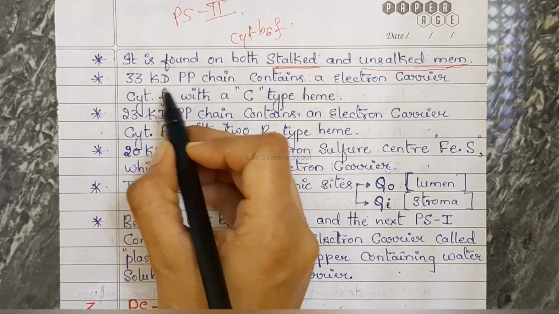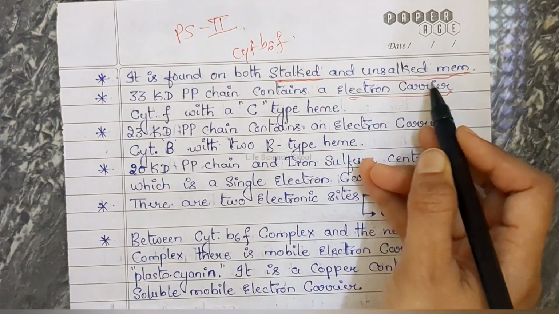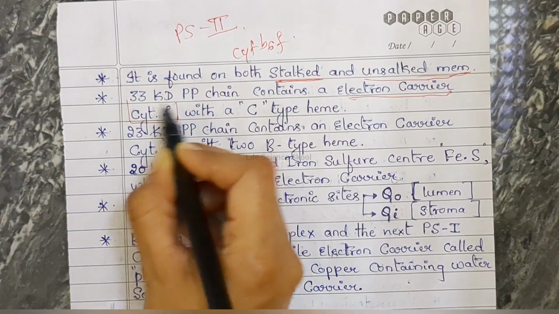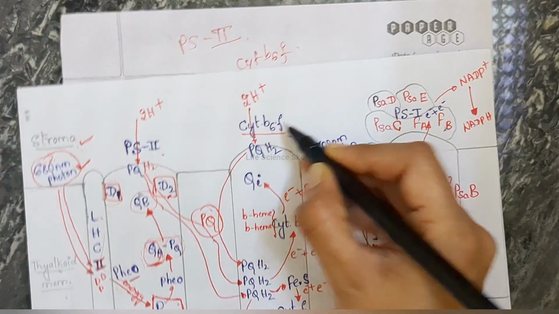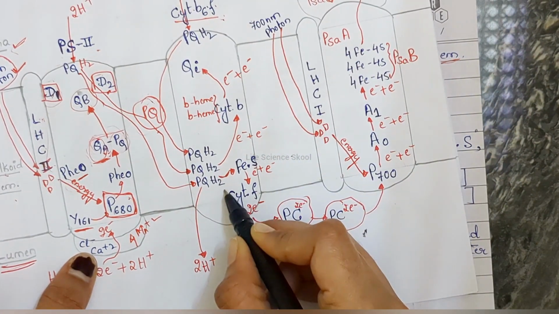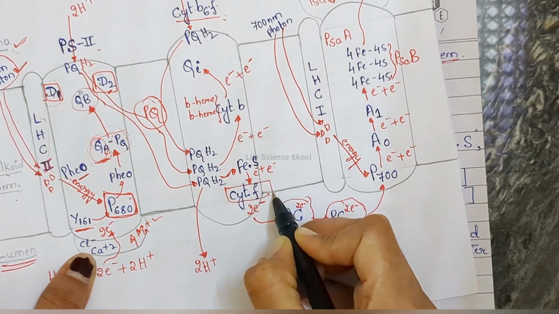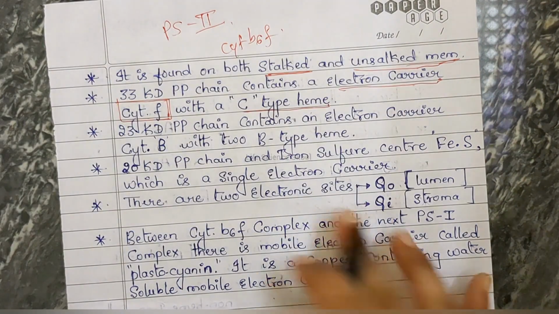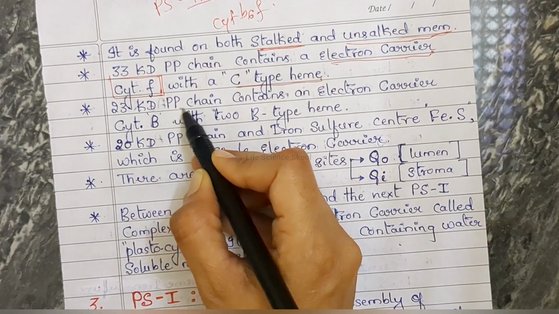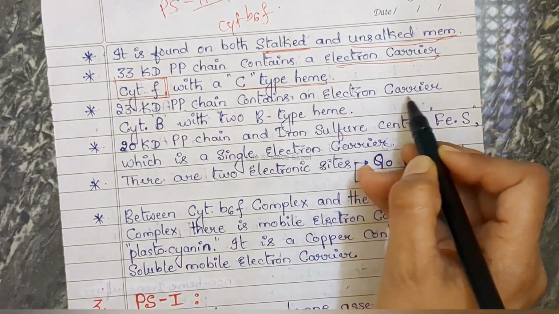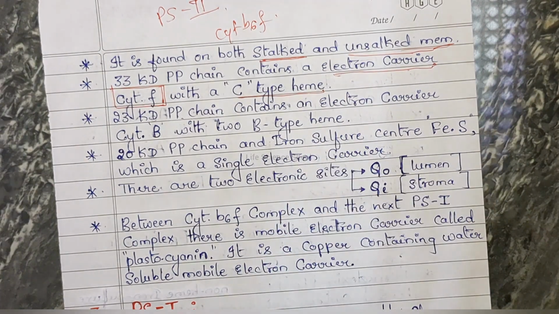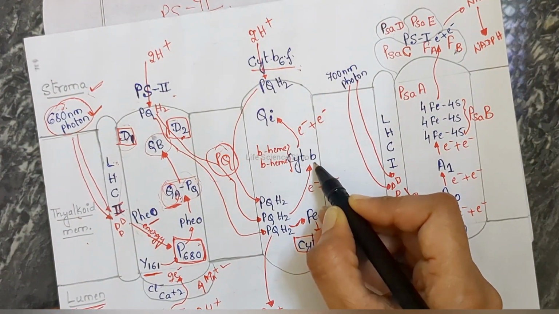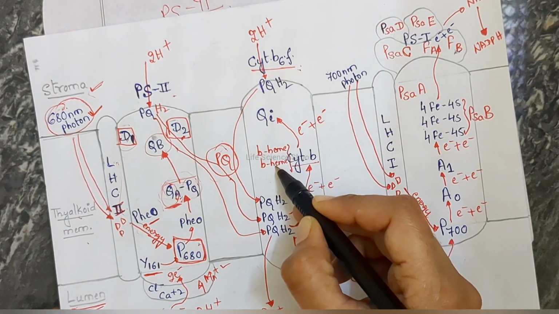And the 33 kilodalton polypeptide chain contains an electron carrier called cytochrome F with a C-type heme. You can see here that this cytochrome B6F contains the electron carrier cytochrome F. And the 23 kilodalton polypeptide chain contains the electron carrier cytochrome B with two B-type hemes.